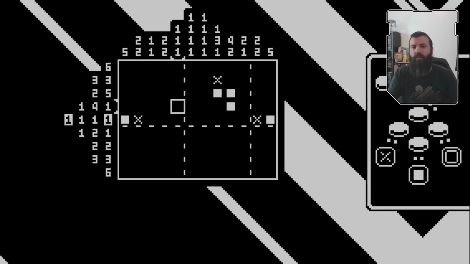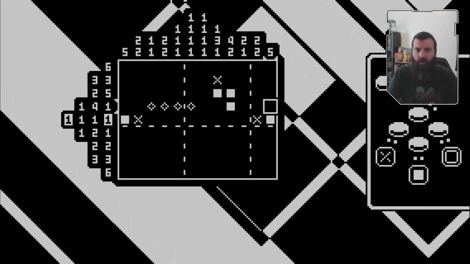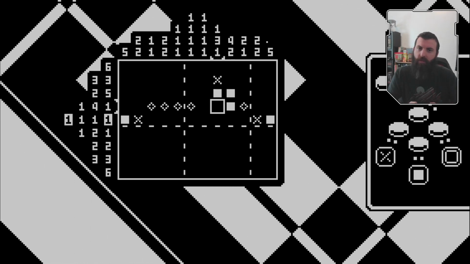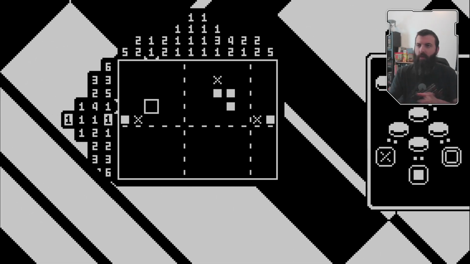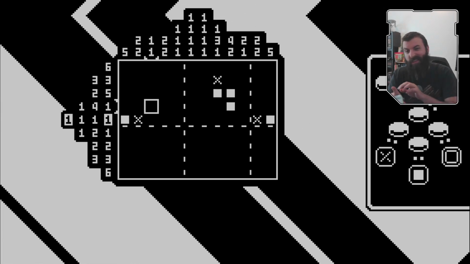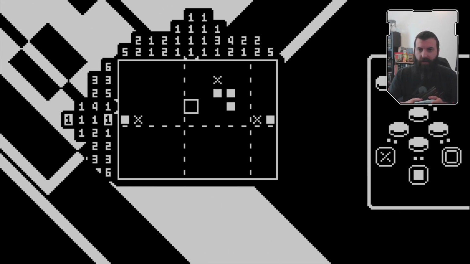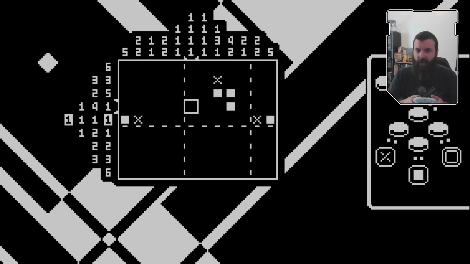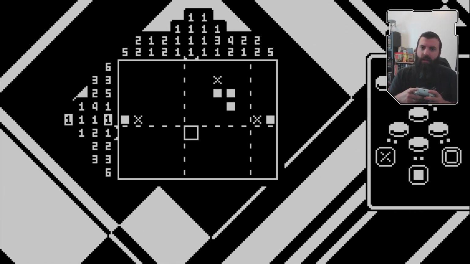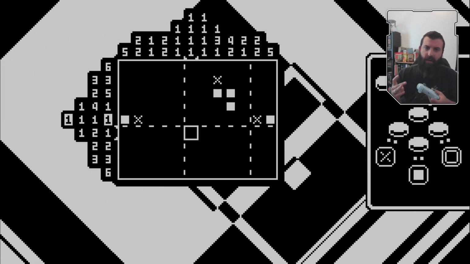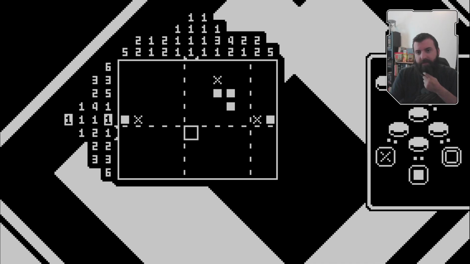Hold on. 1 space 1 2 3 4 or 1 space 1 2 3 4. Okay, so yeah, there's enough room for this 4 to completely not overlap with itself, which is a little unfortunate. So we can't fill in any more of this row yet, not with confidence. I'm starting to feel like I'm gonna have to start guessing, or at least making educated guesses.